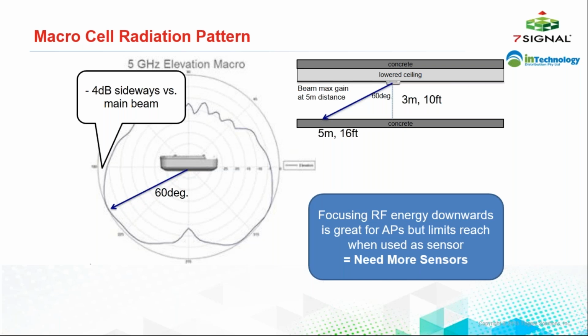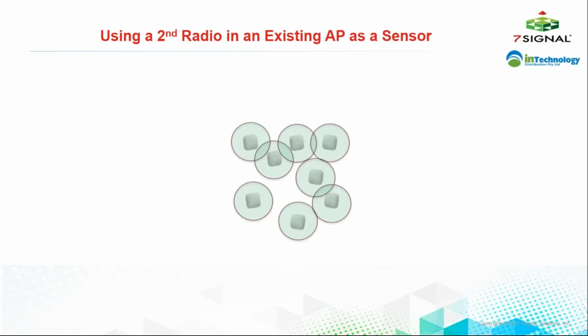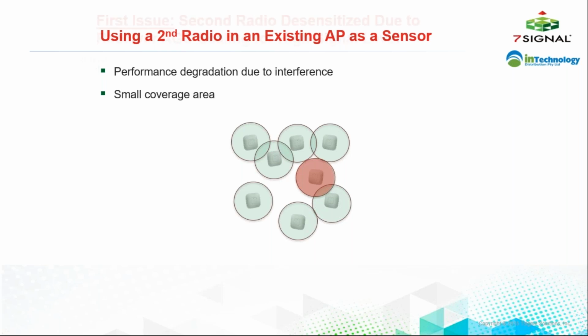Another way of looking at this is, for instance, in the Cisco 3800, there's a second radio inside the AP. But when we use a second radio inside of an access point as a sensor, we still have our coverage issues, and we still have a performance degradation issue because of interference between the two radios. When you have those two radios side by side, they're going to interfere with one another, making it very difficult to do the proper job of managing your Wi-Fi network.